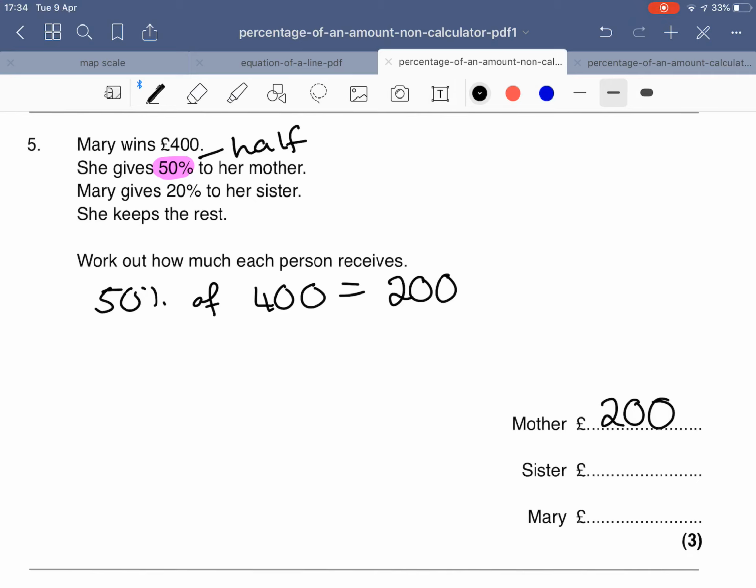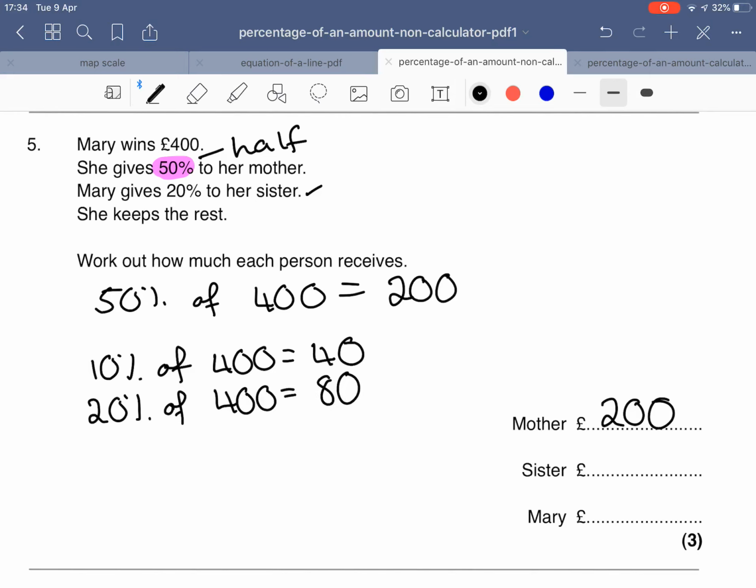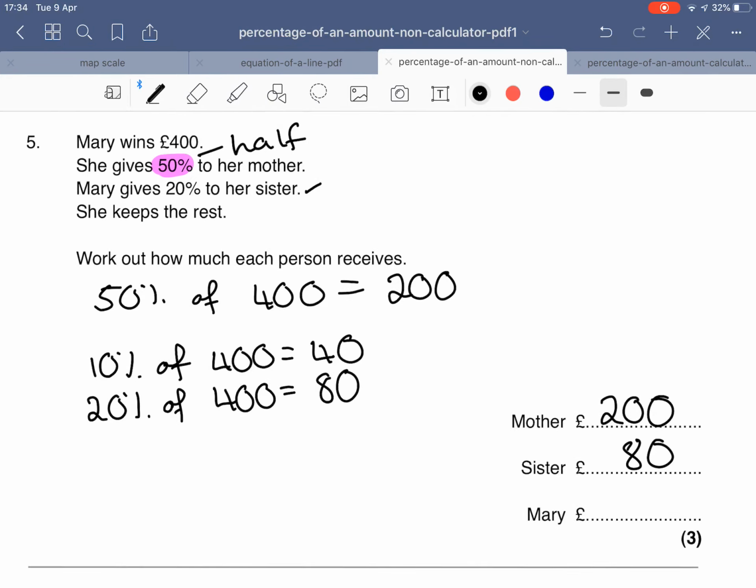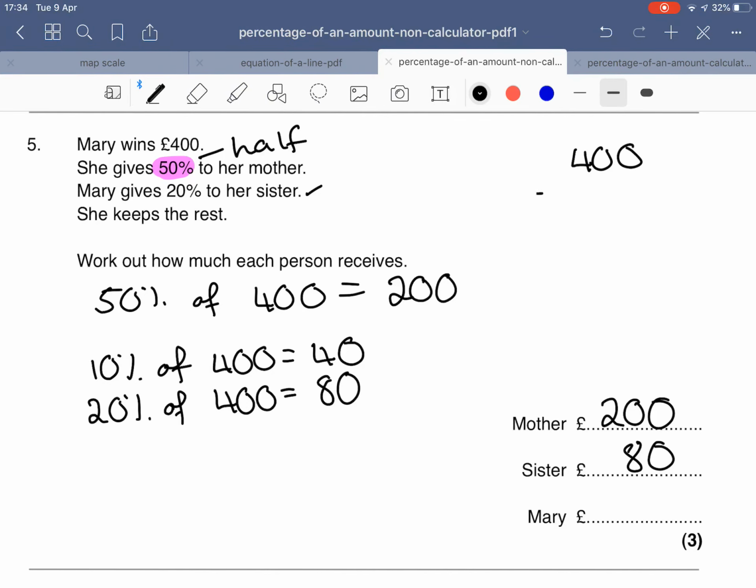Then she gives 20% to her sister. So we can find 10% and then we can just double it. 10% of 400 divided by 10 is 40. So 20% of the 400, we need to double that to get 80. So she gives 80 to her sister and she keeps the rest. So she started with 400. We're taking away the £280 she's given away. That leaves us with £120 for herself.